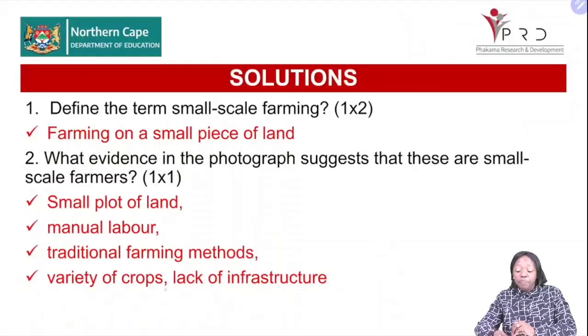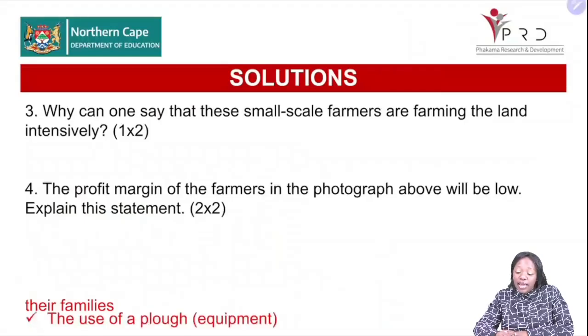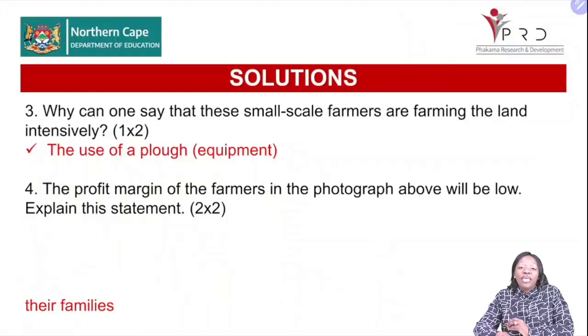Then we're looking at our question number 3. Why can one say these small-scale farmers are farming the land intensively? They are farming the land intensively because of the use of a plough, which is the equipment they are using. There is a lot of work there. They need their power in order for that land to be farmed. So it is intensive because of the equipment that they are using. Do we call it a plough?